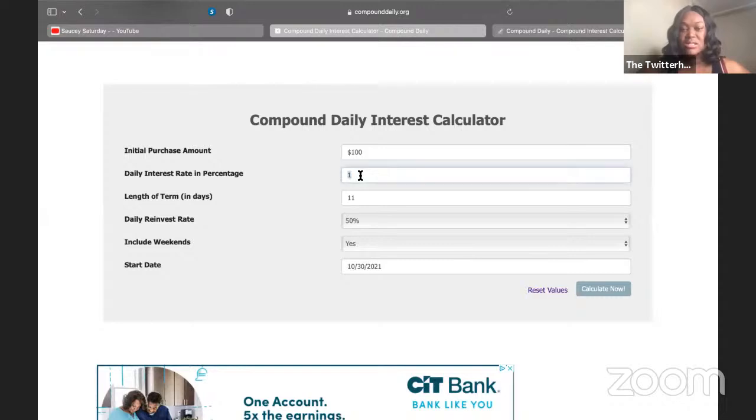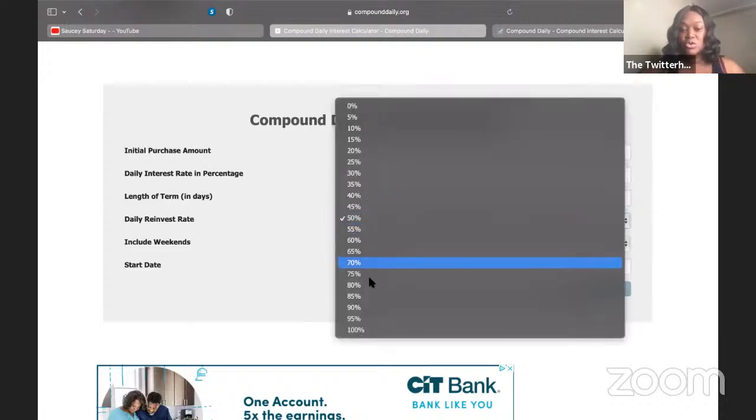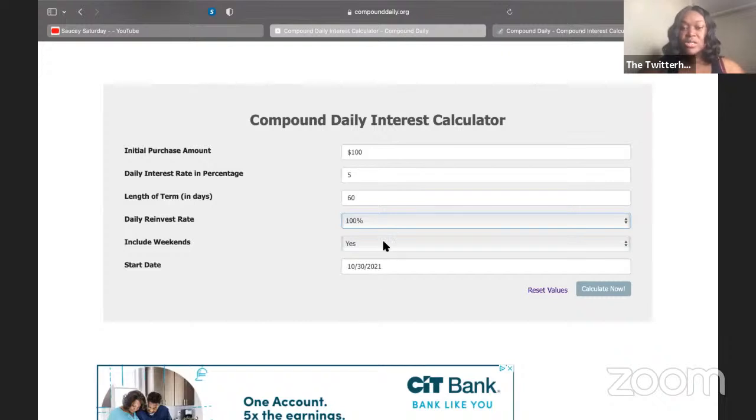On compounddaily.org, $100 we're going to start with. Say we decide we're going to grow that by 5% over the course of 60 days. And we're not going to take anything out. We're going to reinvest everything that we earn, so we're not making any withdrawals in this 60-day period. So 100% is what we reinvest. We're not including weekends because the Forex market is closed at 5 p.m. Eastern Standard Time on a Friday evening. It reopens at 5 p.m. Eastern Standard Time on a Sunday evening. So the market's closed right now.